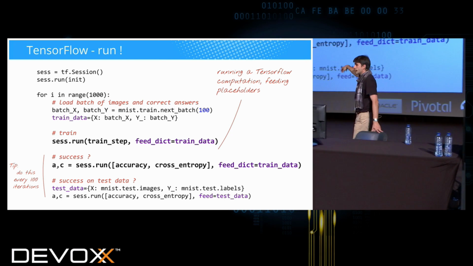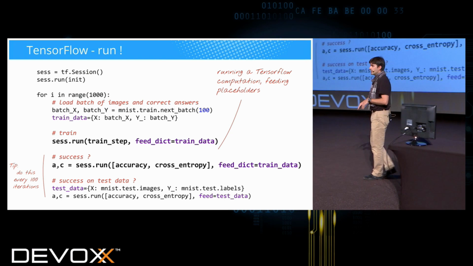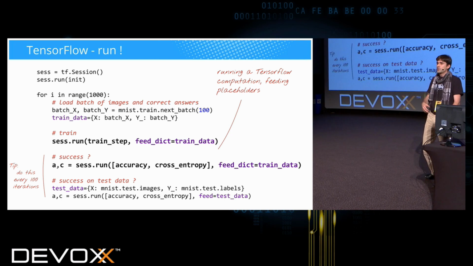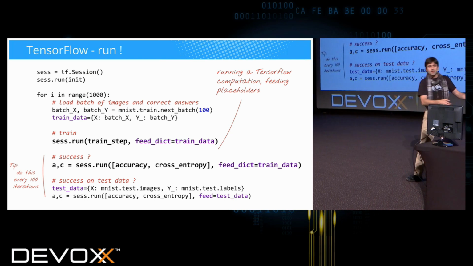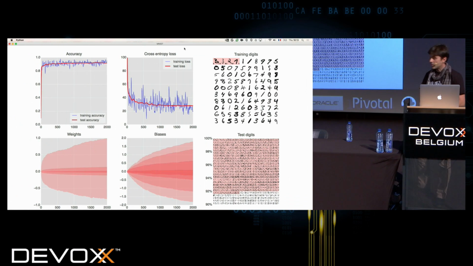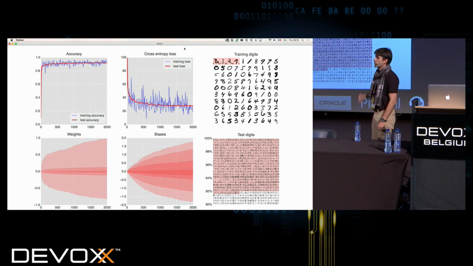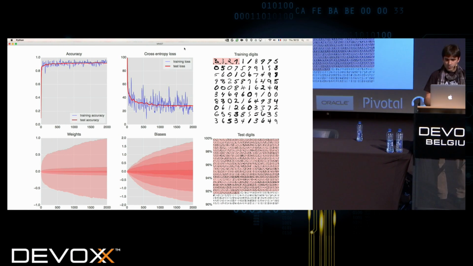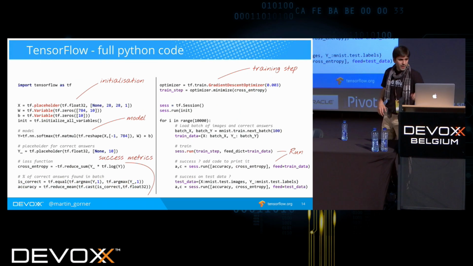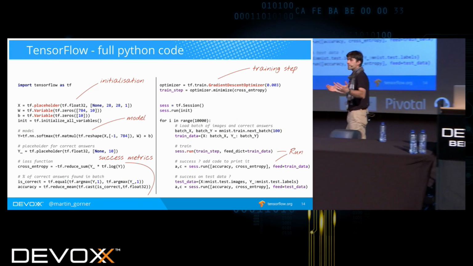All the stuff on the bottom, forget it. That's just for display. I'm computing the accuracy and cross entropy on my training data and on my test data, so that I can put it on this nice little graph as the blue and red curves. Not useful for training at all. This is just to follow on my graph. And we're done. This is the full code.